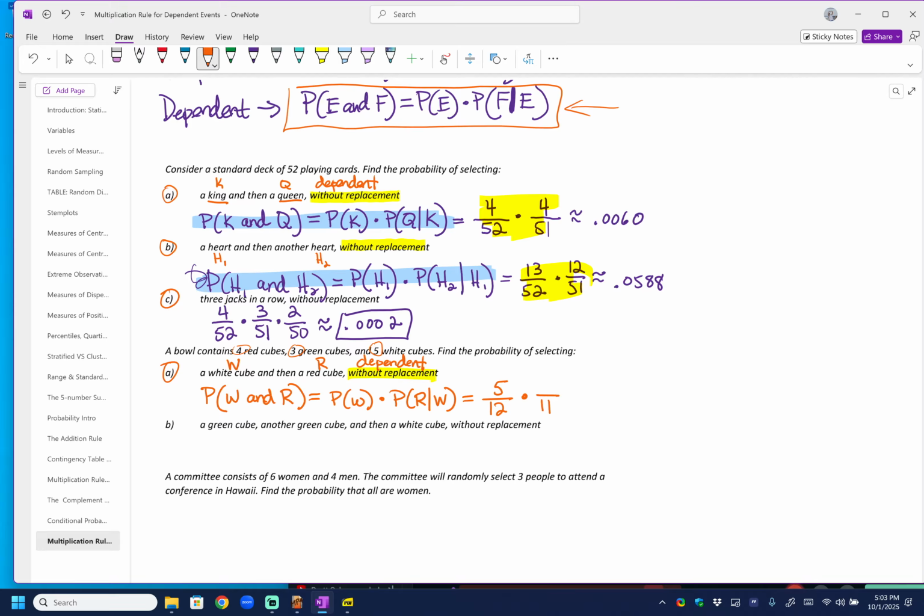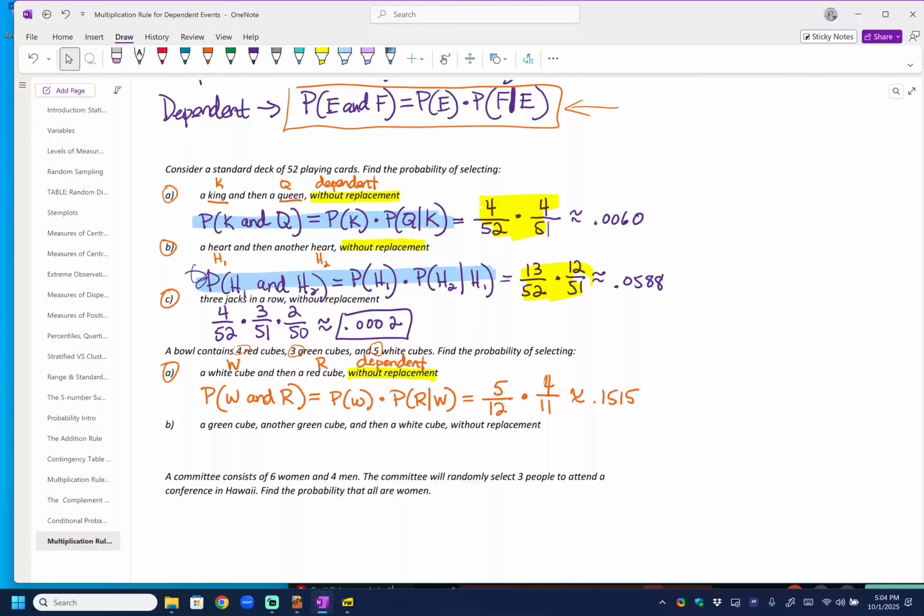So when you go to select a red, we have to say, well, how many red cubes are in those 11? Well, we didn't mess with the red the first time. It was a white, which means there's still 4. So we're getting 5/12 times 4/11, which is going to be about 0.15 repeating.